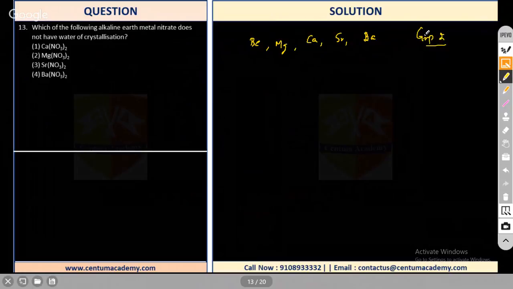So first of all, there are two things here you can see. For group 2, there is one fact that we have studied, that the stability of nitrate, or the tendency to form nitrate, of the group 2 elements decreases as we go down the group.